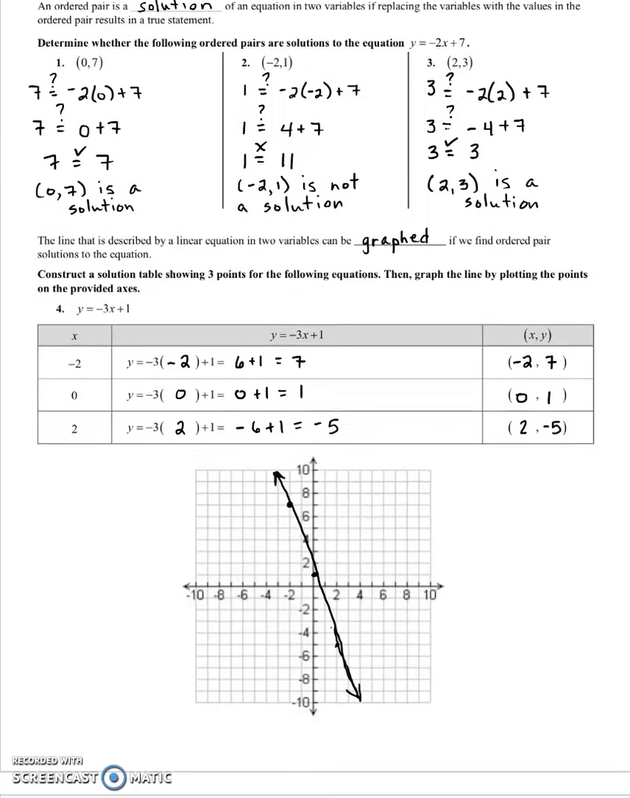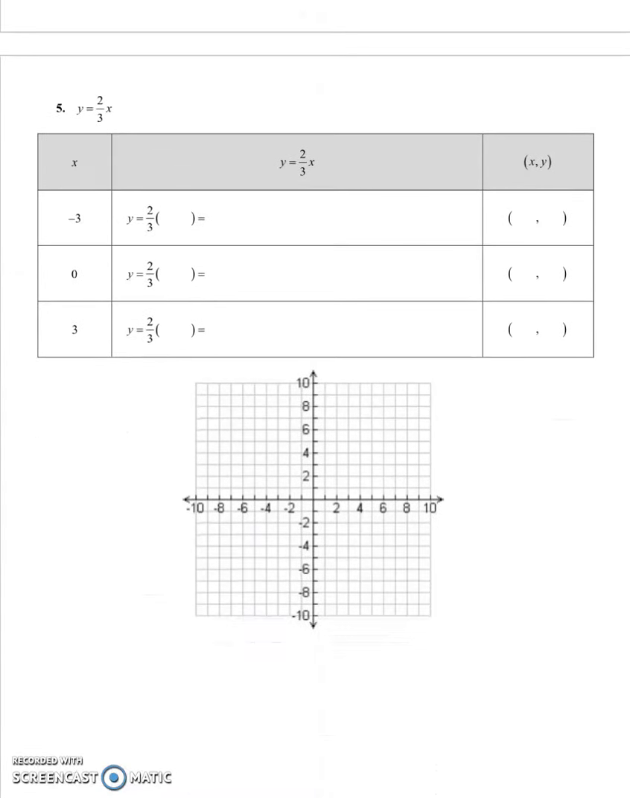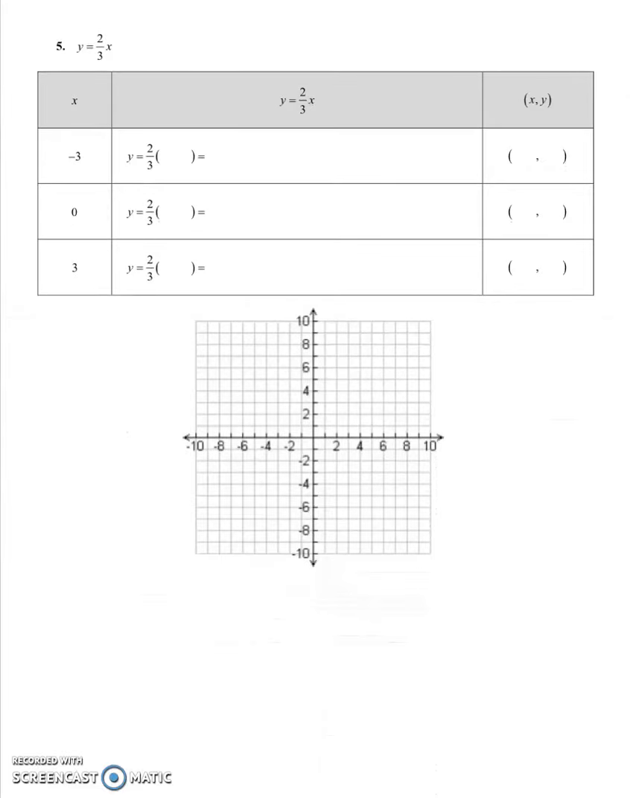All right, let's try one more now. So this time we have y equals 2/3 x. And we're going to use -3, 0, and 3. Why are we picking those numbers? Well, it makes the math nicer. Whenever you have a fraction in front of the x, if you pick x values that are multiples of the denominator, it will make the arithmetic easier.